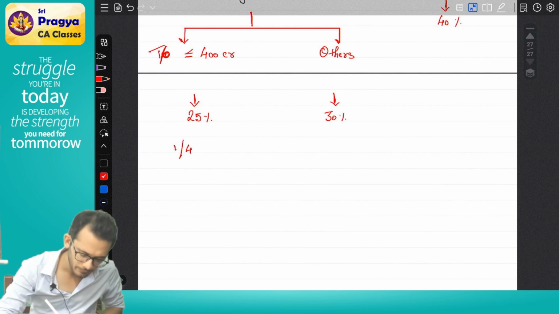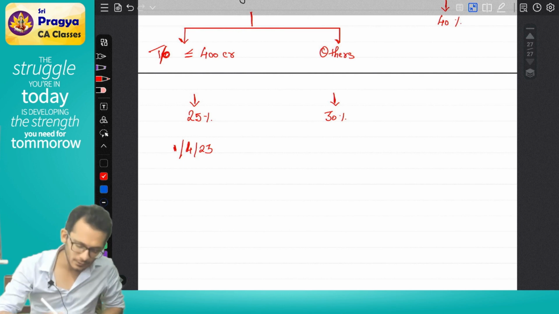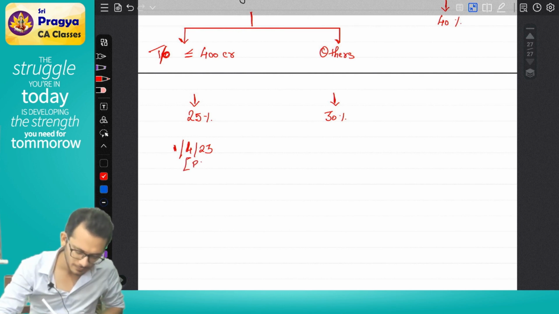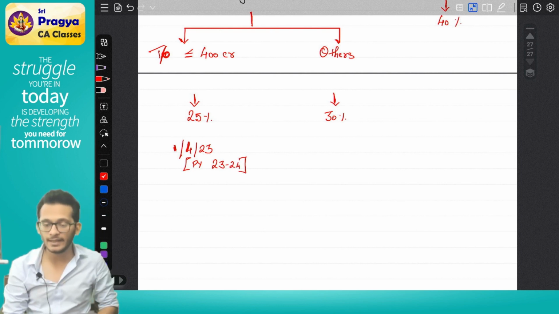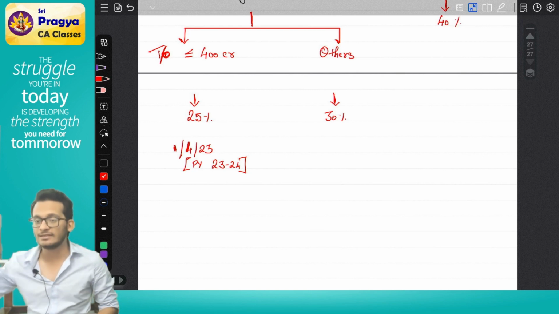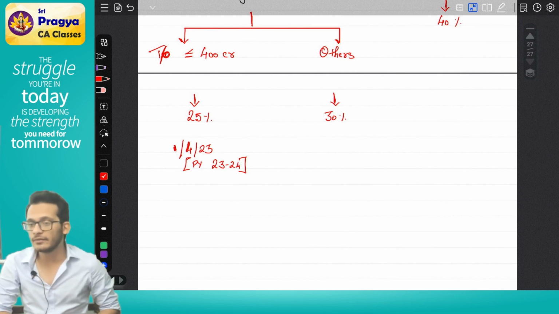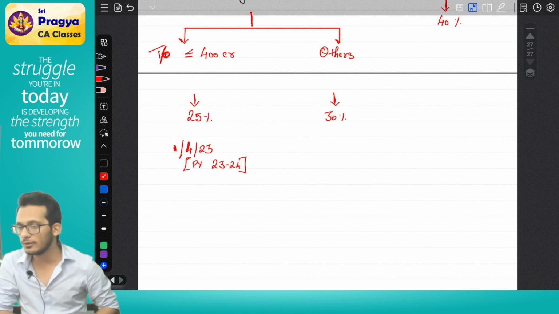What is 1st April 23, Rahul? 1st April 23 is your previous year. 23-24. Hey, which exam are you writing? You are writing the exam for previous year 23-24, which means your first day of the year will be 1st April. On that 1st April, would you like to know your tax rate, or would you not like to know your tax rate? I would like to know my tax rate.